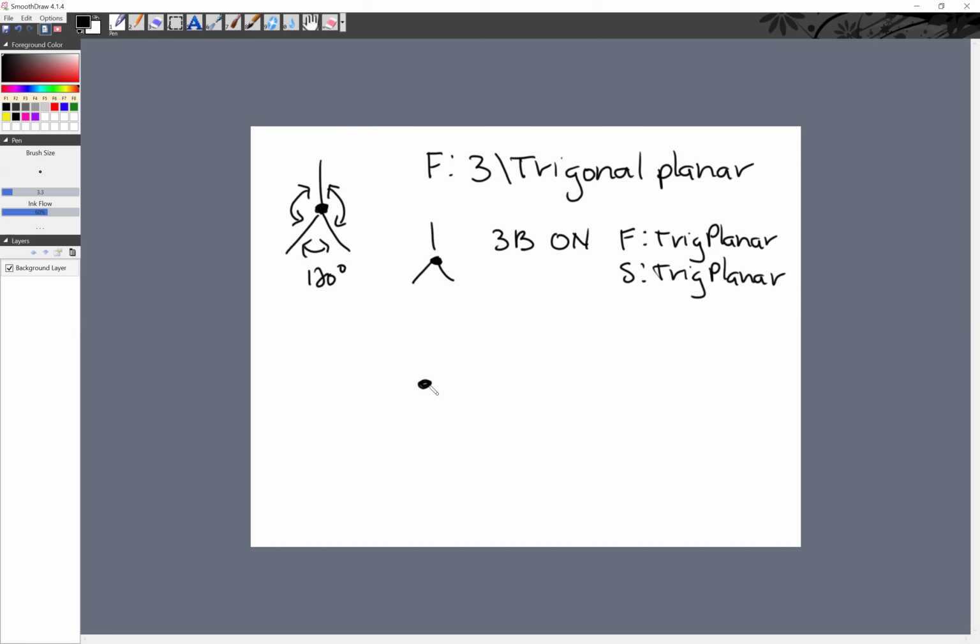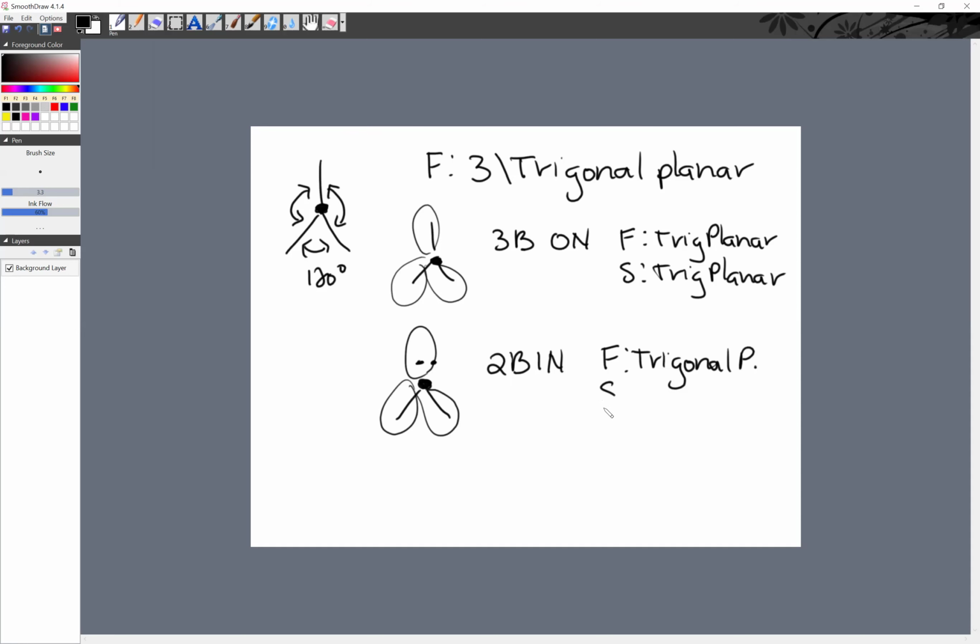Well, what if you have 2 bonds and a lone pair? Right? You're still in family 3. There's still 3 things around the center. So you have 2 bonding and 1 non-bonding. So you're still in family trigonal planar, but your shape this time only comes from the bonds. And so that shape is bent.